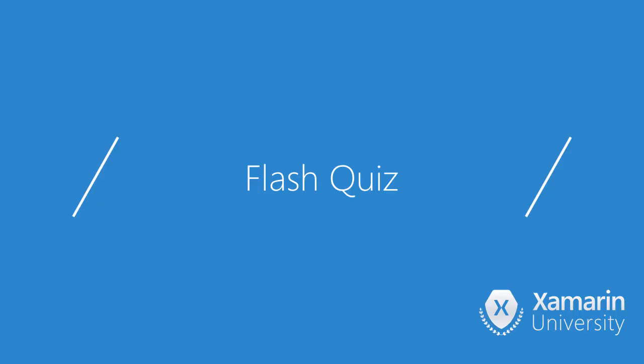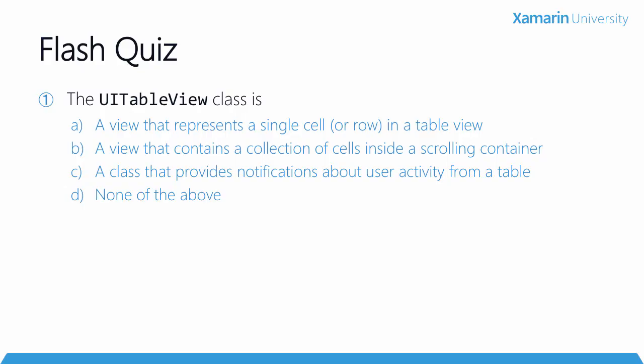So let's test our knowledge and see where we've come. Question number 1. The UITableView class is A, a view that represents a single cell or row in a table view, B, a view that contains a collection of cells inside a scrolling container, C, a class that provides notifications about user activity from a table, or D, none of the above. The answer is, of course, B. A table view is a view that contains a collection of cells inside a scrolling container.